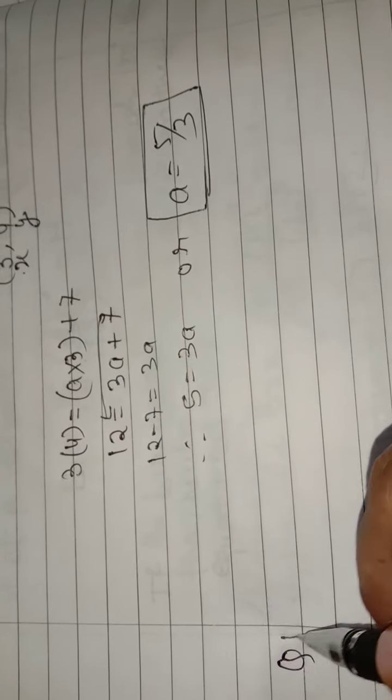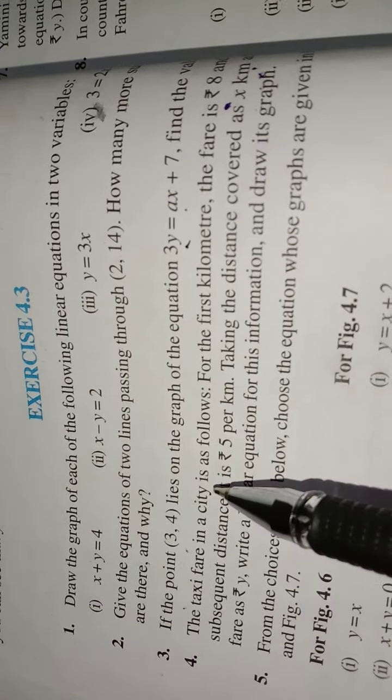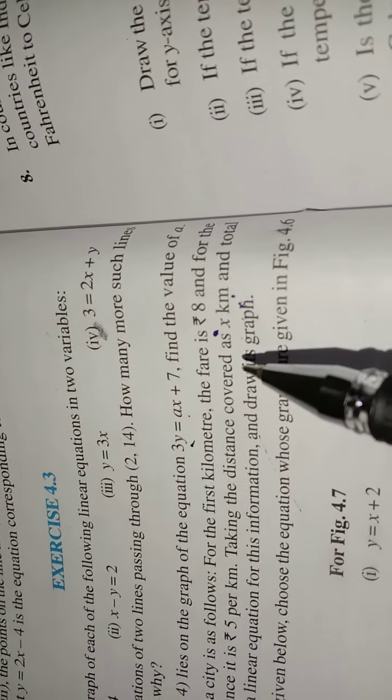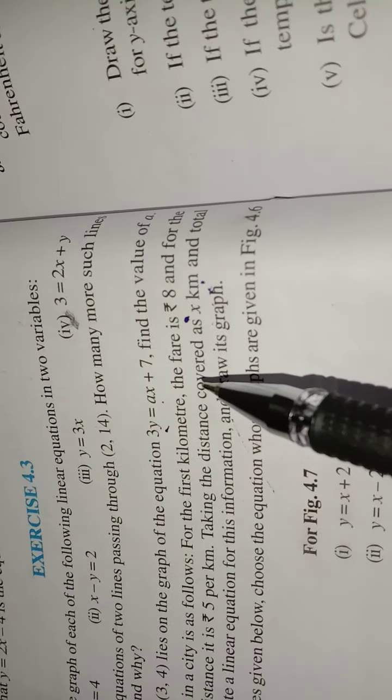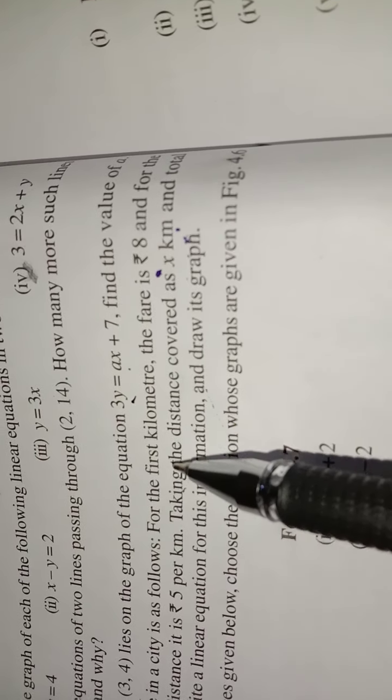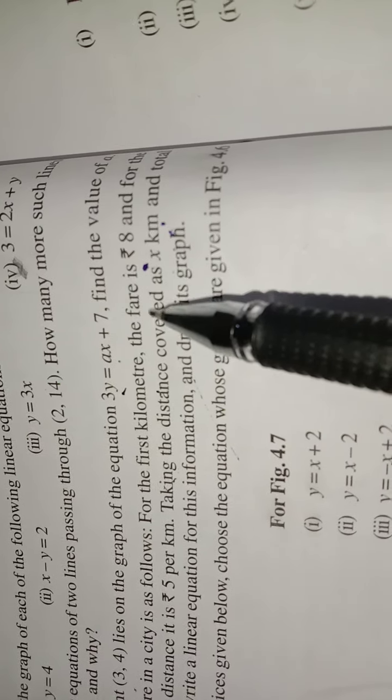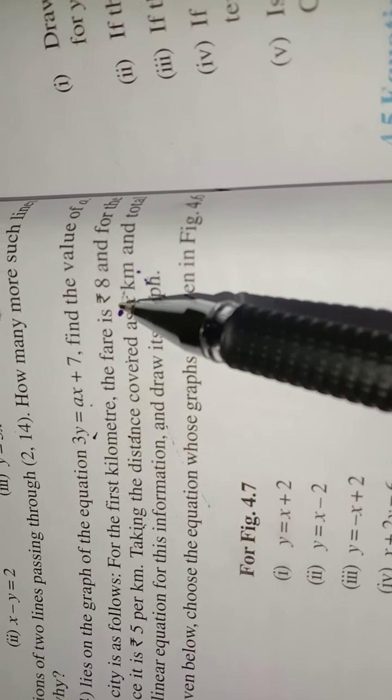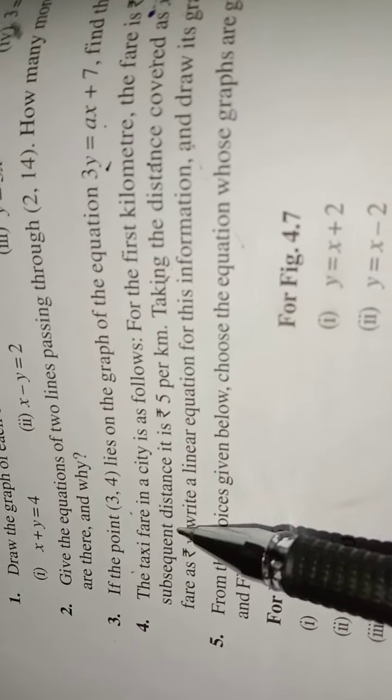Question number 4. It is quite a bit typical, but I'll explain it to you. It is given as: taxi fare in a city is as follows. You must have heard about Ola and cabs, all these things, that they have a certain fixed charge and later on per kilometer they have another certain charge, depending upon the condition. So the question is, for the first kilometer the fare is 8 rupees, and then for the subsequent distance it is 5 rupees per kilometer.